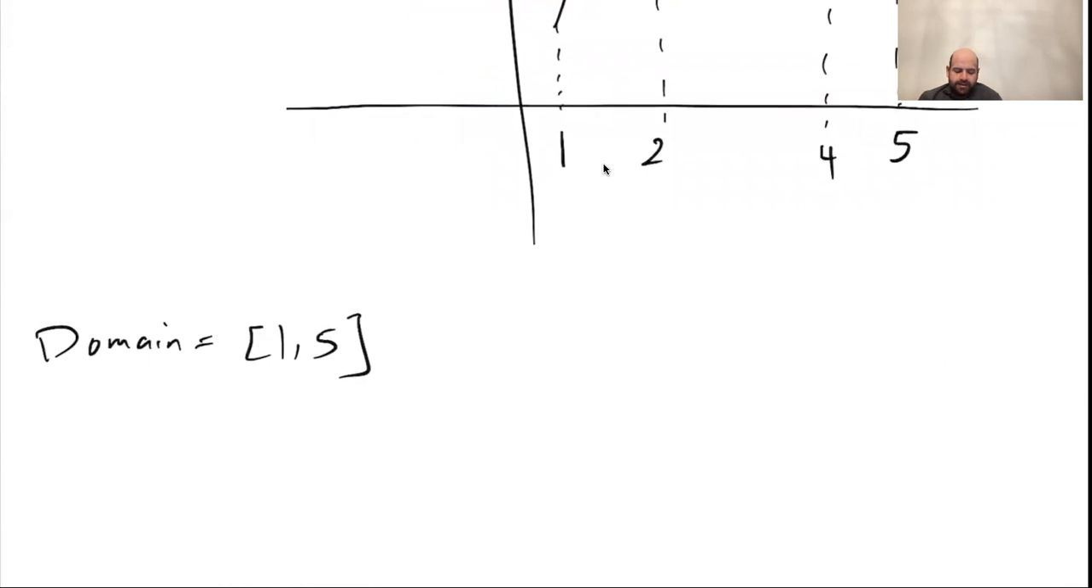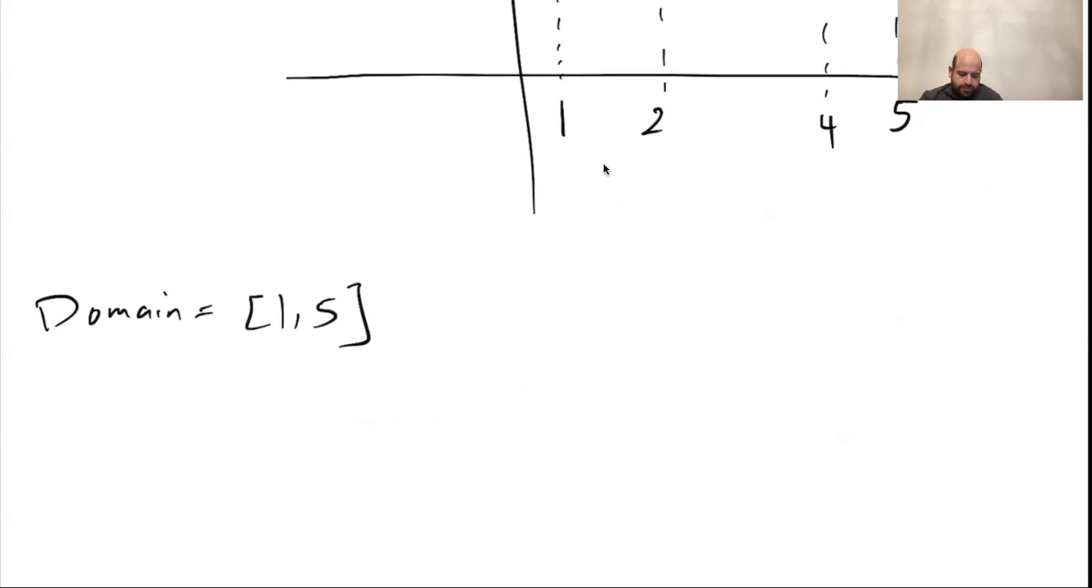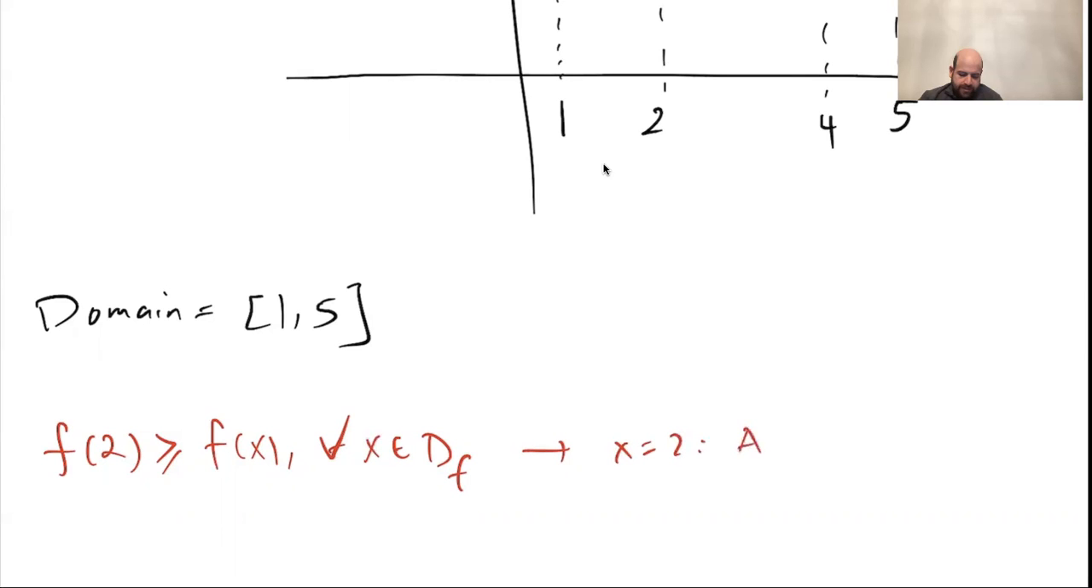So we can say that f of 2 is bigger than or equal to f of x for every x inside the domain. So that means x equals 2 is absolute max.